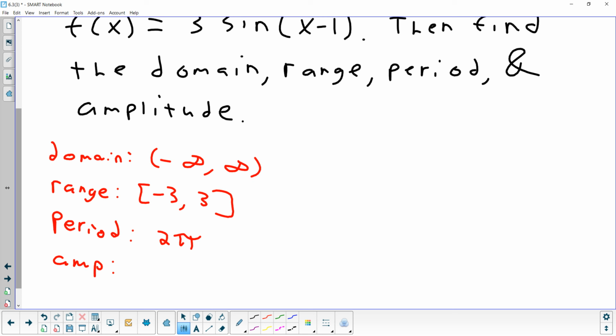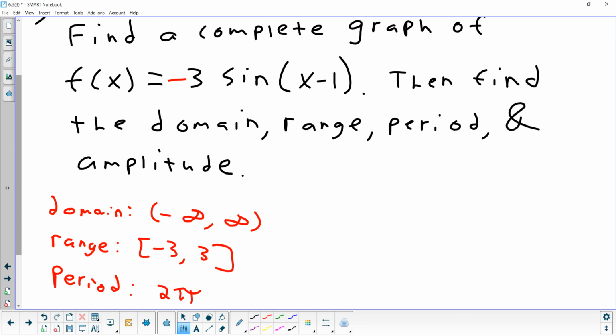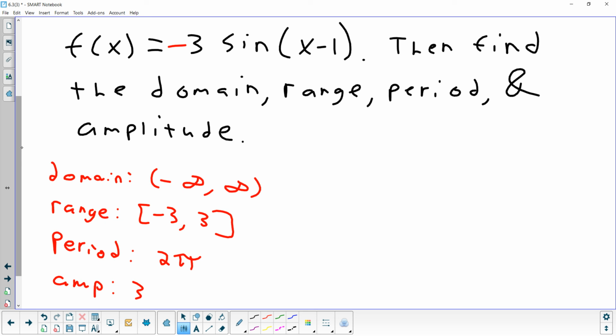Domain, range, period, and amplitude. What's the amplitude? Madison? 3. Yep, 3. What if I did this? How would that affect the amplitude? Still be 3. If I put a negative there, how would that affect the period? Tim? Wouldn't affect it. How would it affect the range? Doesn't. If something goes from -3 to 3 and you flip it over, it's still -3 to 3. How would it affect the domain? It doesn't. So that negative doesn't do anything except do a reflection, which does not affect any of those values.